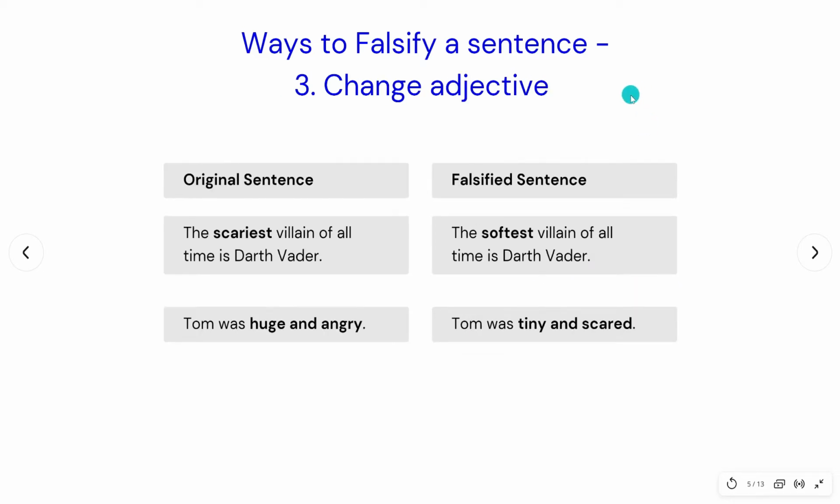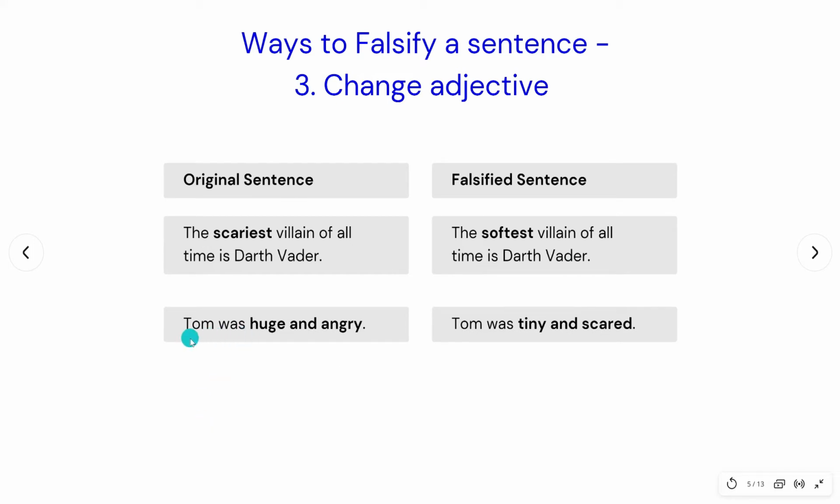Going further, the third way to falsify a sentence is to change the adjective. So let's take this statement: The scariest villain of all time is Darth Vader. Now you can change the adjective scariest to an opposite one. Now it becomes: The softest villain of all time is Darth Vader. Now you have a falsified sentence.